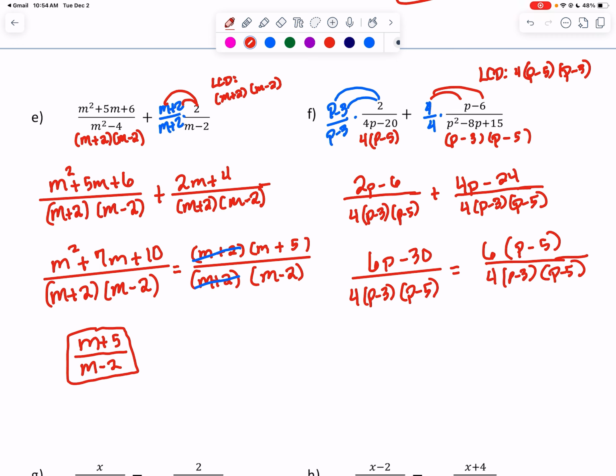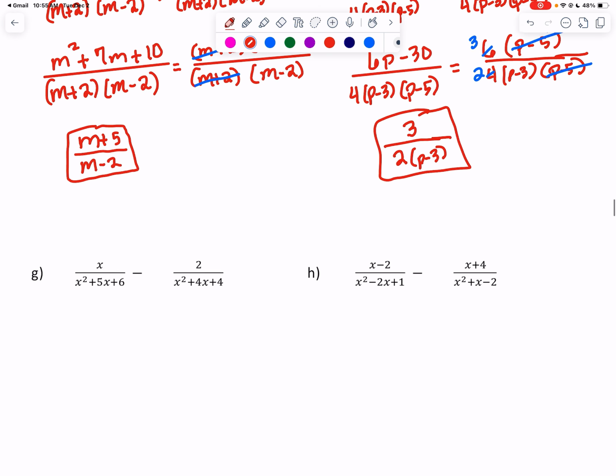Now once we have that, that allows us to divide: the p minus 5's will divide to 1. And the 6 and the 4 will both divide by 2. So that would leave me 3 over 2. Now for my final answer, all that's left on top is a 3. And what's left on the bottom is a 2 parenthesis p minus 3. So great job if you got all the way to the end without making a mistake. These take a lot of practice and a lot of getting used to.